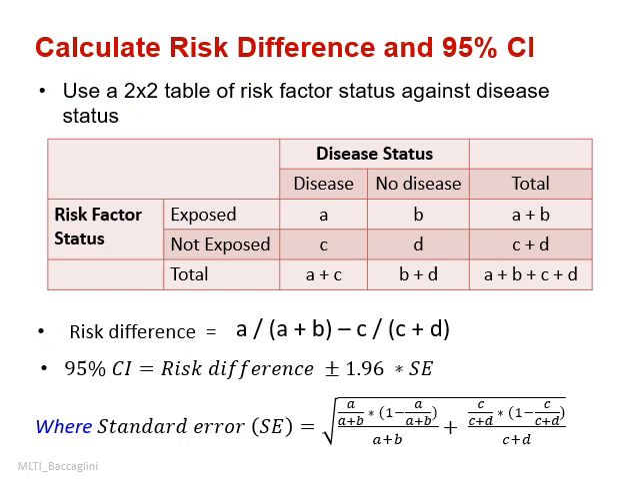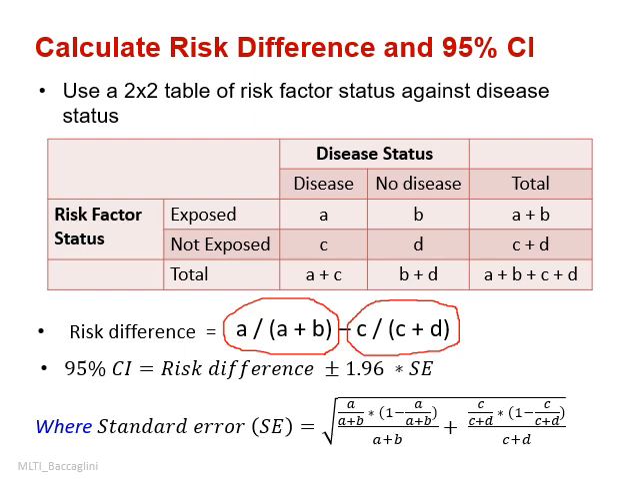This slide shows the formulas to calculate the risk difference and 95% confidence interval from a 2x2 table. So the risk difference equals A over A plus B, that is the risk of disease in exposed, minus C over C plus D, that is the risk of disease in unexposed.